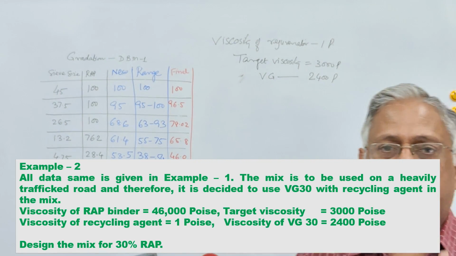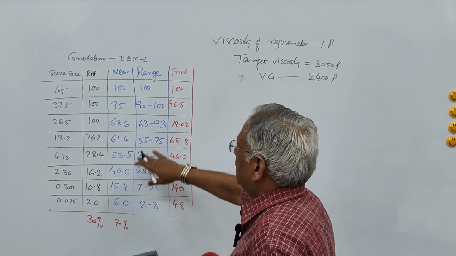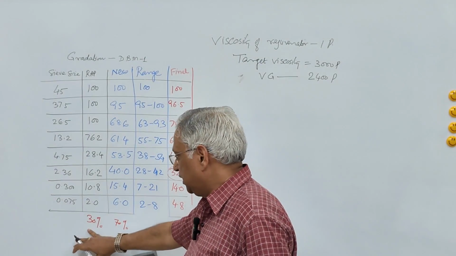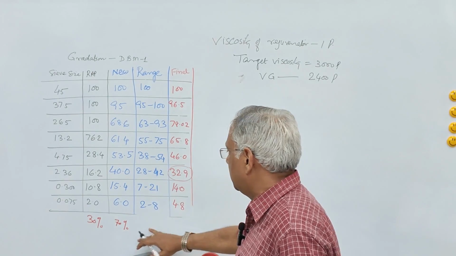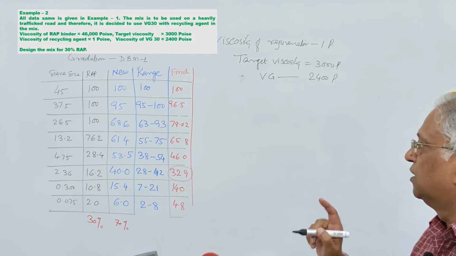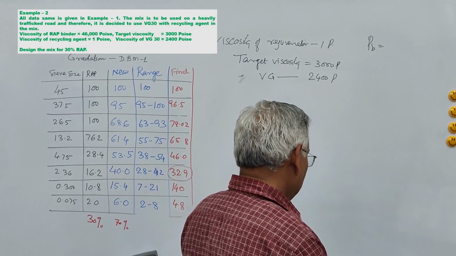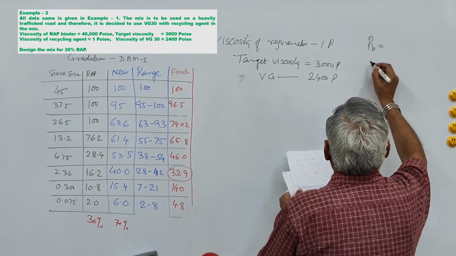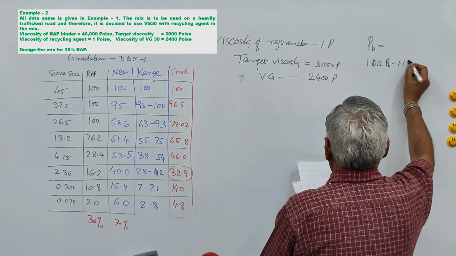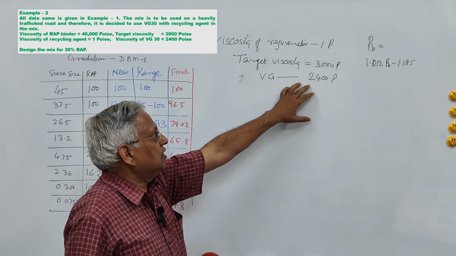So first step is same, that you make proportioning of wrap material with the new aggregate to satisfy the condition of grading, and let us say 30% wrap is to be used. So 30% of wrap and 70% of new aggregate, that is the final grading. Corresponding to this final grading, you find out what is the approximate amount of the binder PB, and that also remains same, 1.012 PB minus 1.185.